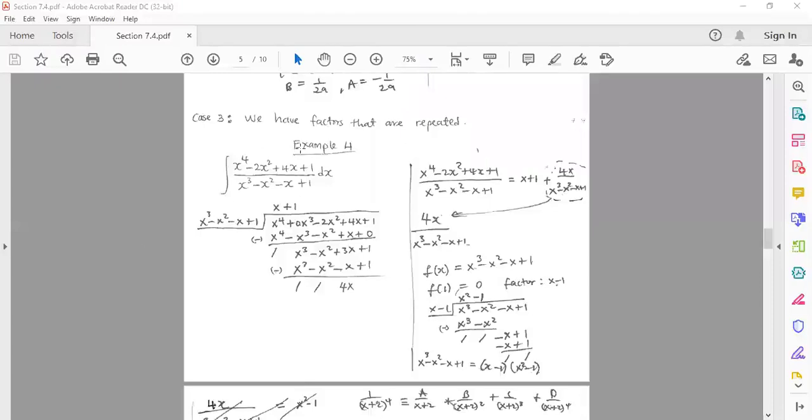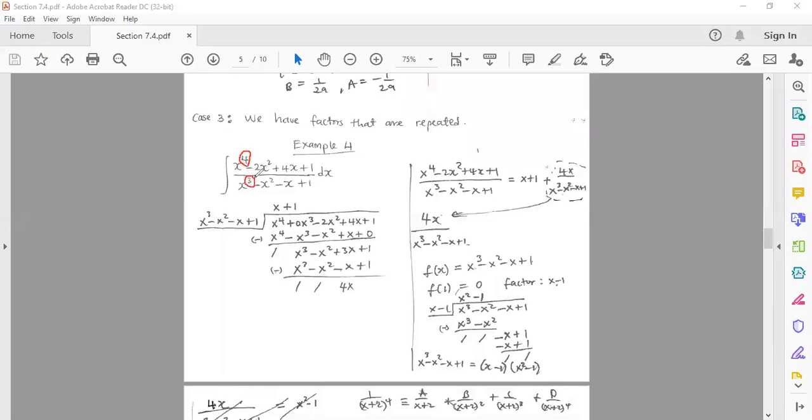All right, we are back. So let's look at this one where the factors are repeated. Let's see what we're supposed to do. But before we do that, let's look at some observations here, all right? The degree of the polynomial at the top is bigger than that of the bottom. And what did I say?